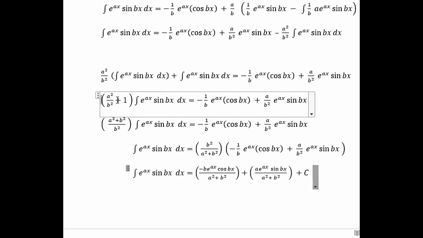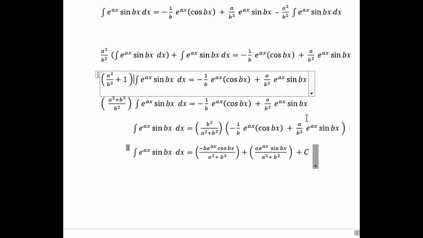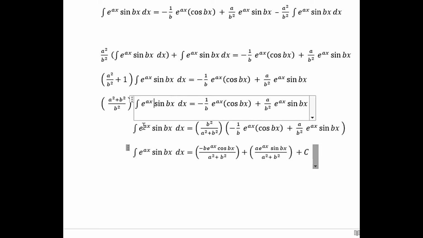So we can combine and factorize them like this: factorize a squared over b squared plus 1 times the integral of e to the ax sin bx dx equals negative 1 over b e to the ax cos bx plus a over b squared e to the ax sin bx. So from this we will get a squared plus b squared over b squared times the integral of e to the ax sin bx dx equals negative 1 over b e to the ax cos bx plus a over b squared e to the ax sin bx.